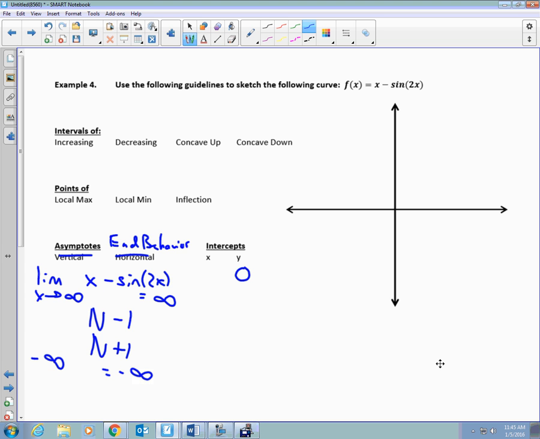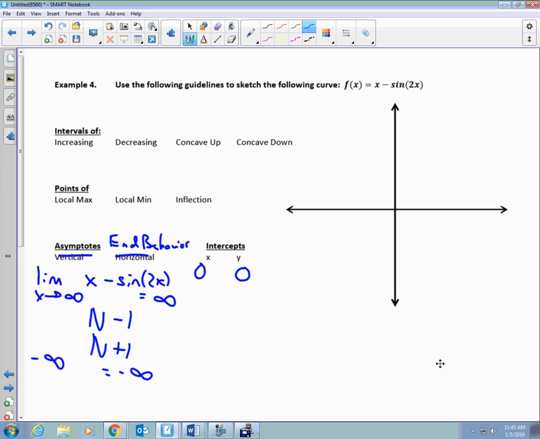Well, finding the x-intercepts is different. Because we plugged in 0 and got out 0, we know that 0 is one of the x-intercepts. But if you set this equal to 0, there's not a really nice way of solving x minus sine of 2x equals 0. So we just won't do it. There's a different method called Newton's method that would allow us to find that solution pretty quickly, but we don't know that yet.